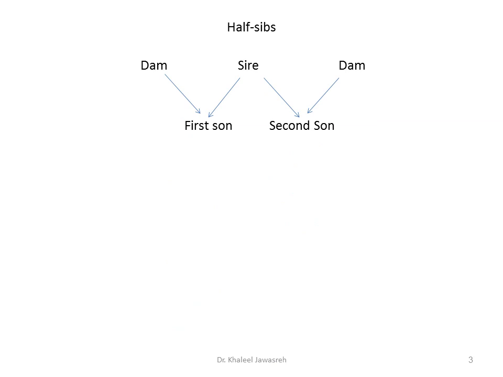Now, for example, if any sire is mated with two dams randomly and produces two individuals, the first son and the second son, as you see here, this is the sire, and he mated two different dams and produced two offspring, the first son and the second son. In this case, the relationship between the two sons is what we call half sibs. They are half sibs. They are not from the same dam.